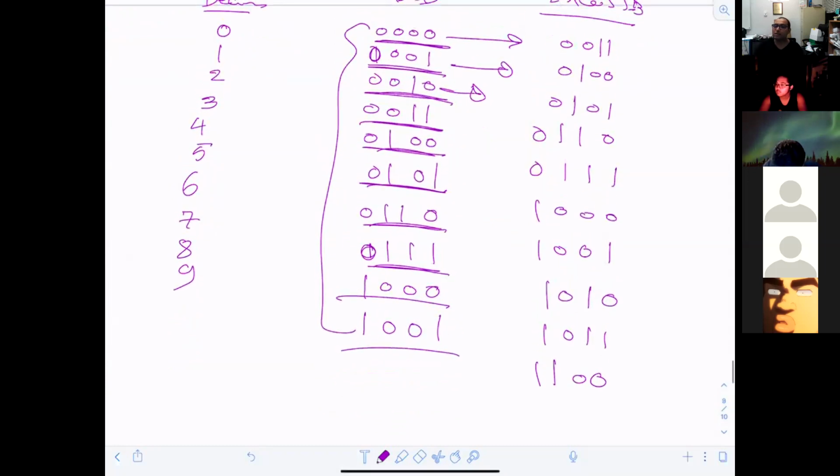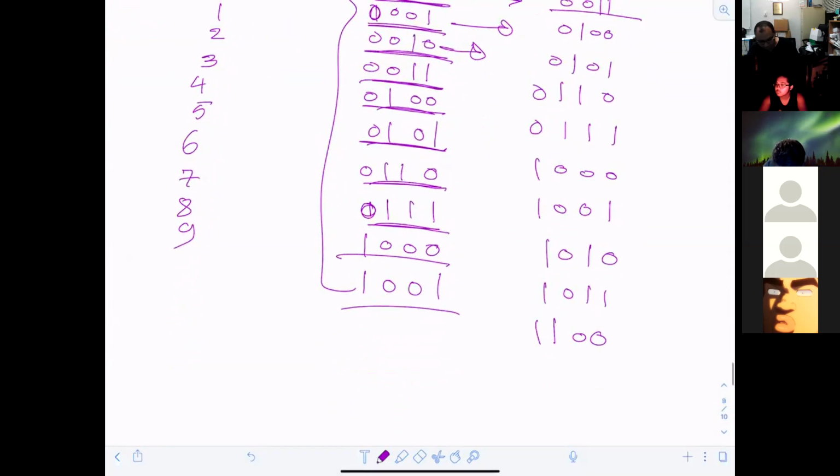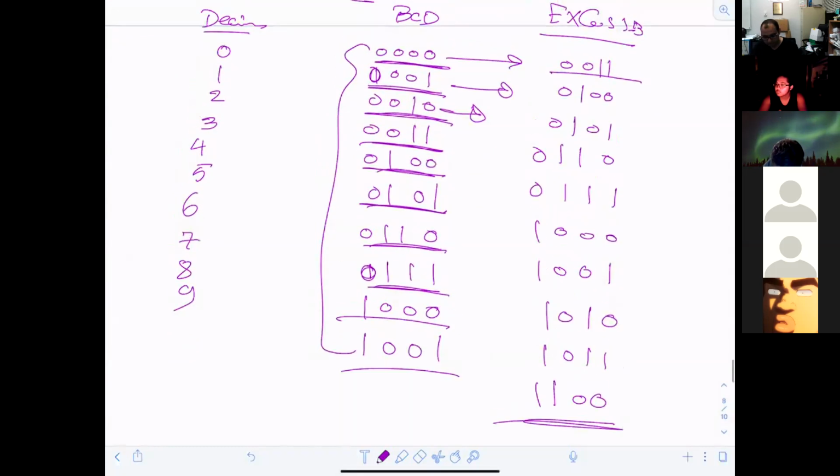So excess-3 doesn't have 0. The 0 for excess-3 is 3, and the 9 for excess-3 in the BCD is 12. And this is your range of excess-3.